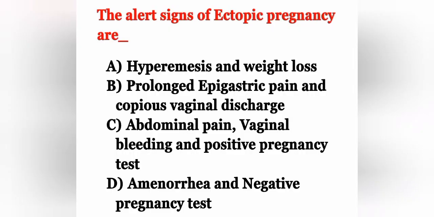The next question: the alert symptoms of ectopic pregnancy are? Option A, hyperemesis and weight loss. Option B, prolonged epigastric pain and copious vaginal discharge. Option C, abdominal pain, vaginal bleeding and positive pregnancy test. Option D, amenorrhea and negative pregnancy test.